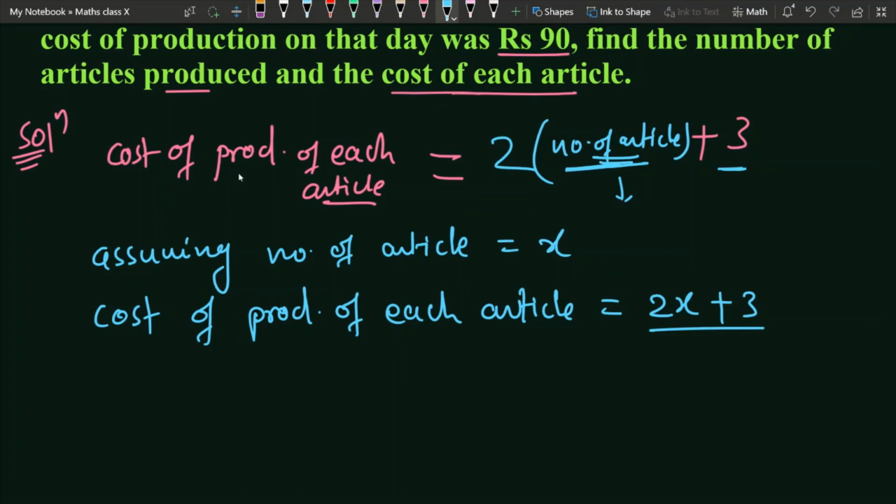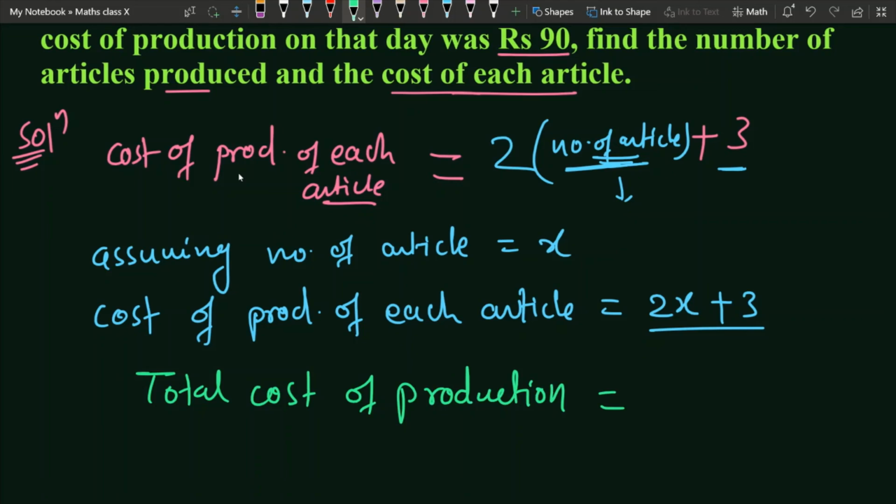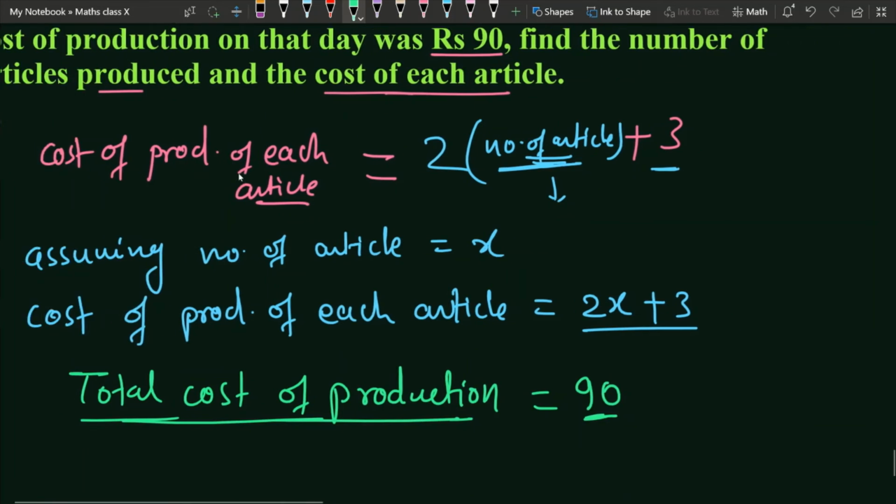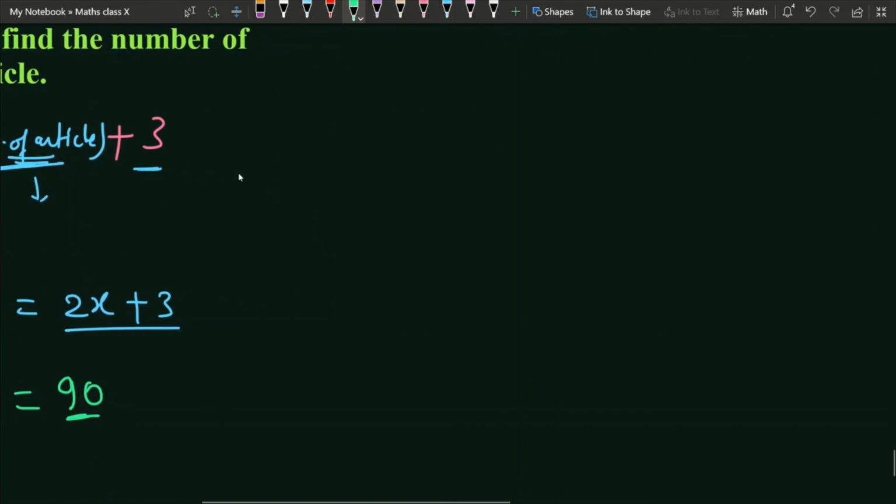So given is the total cost of production is equal to 90 rupees. Now how will you calculate the total cost of production? Look at this situation, what the question is saying.